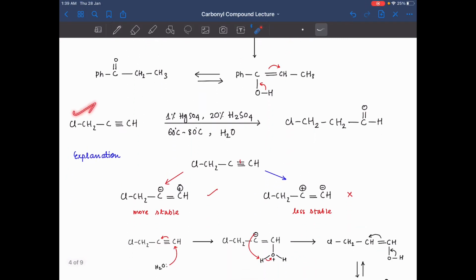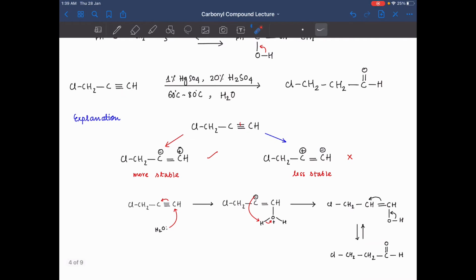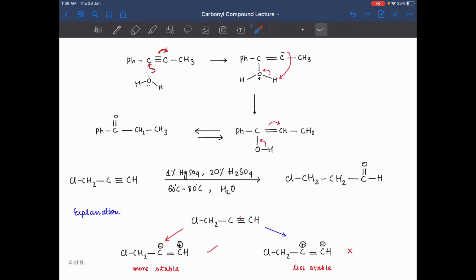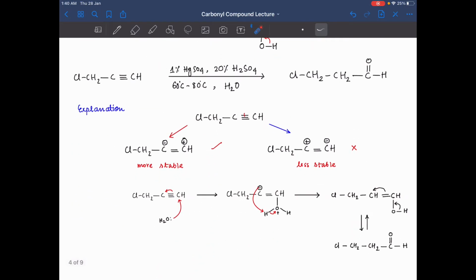Now what will be the product in this case if we use this reactant? In this case the product will be the terminal aldehyde, with the carbonyl group at the terminal position. Similarly, we can explain this via the method we have discussed above. There are two possibilities: generation of this structure or this structure.